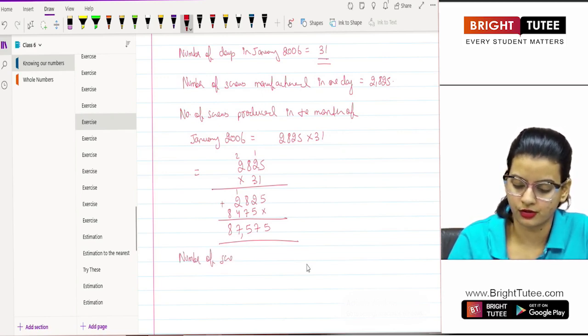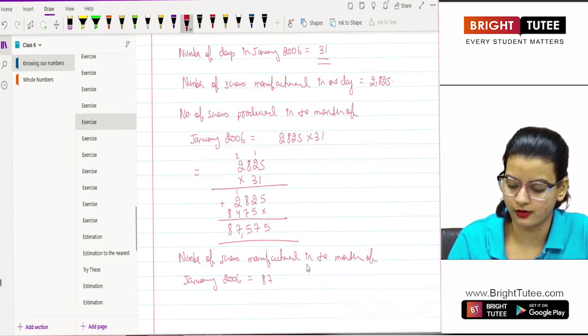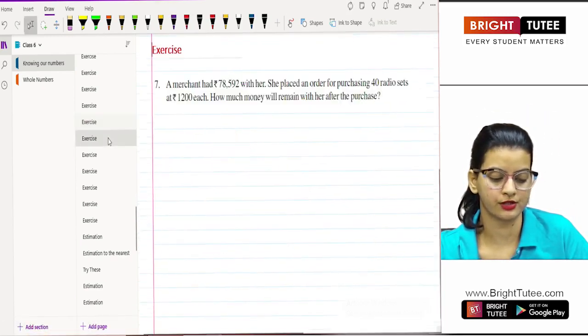So I will write over here: number of screws manufactured in the month of January 2006 is equal to 87,575. Let's move on to the next question.